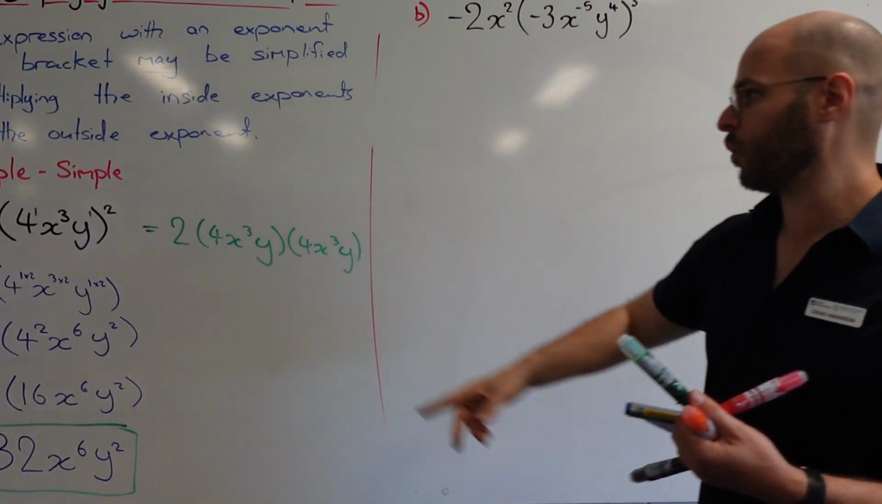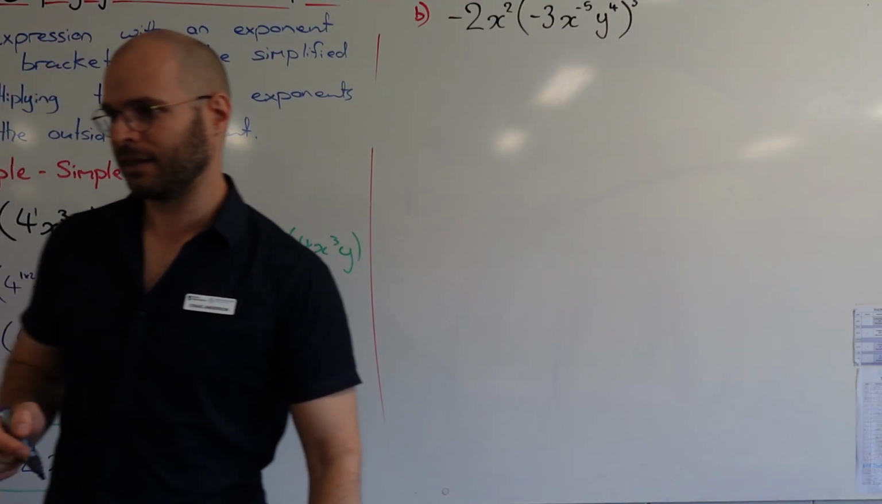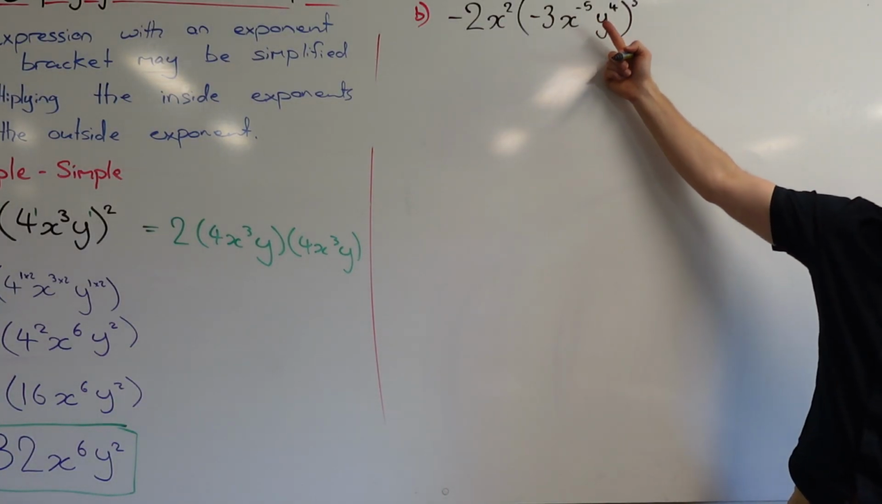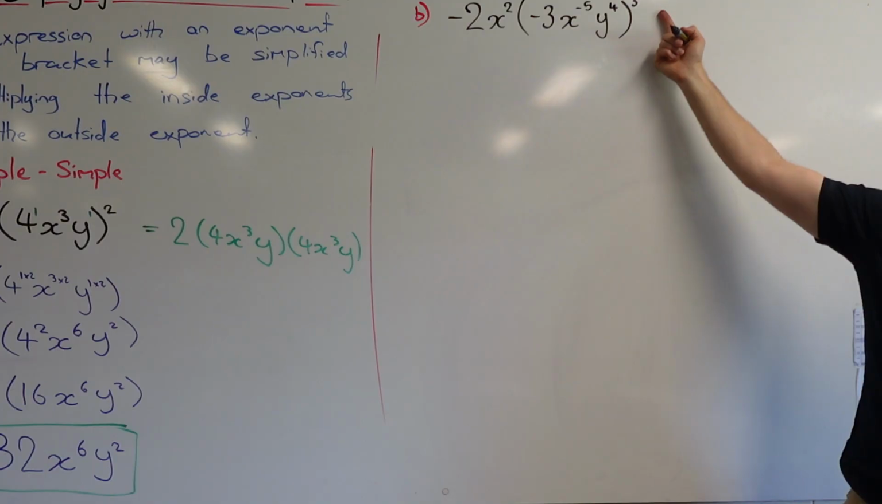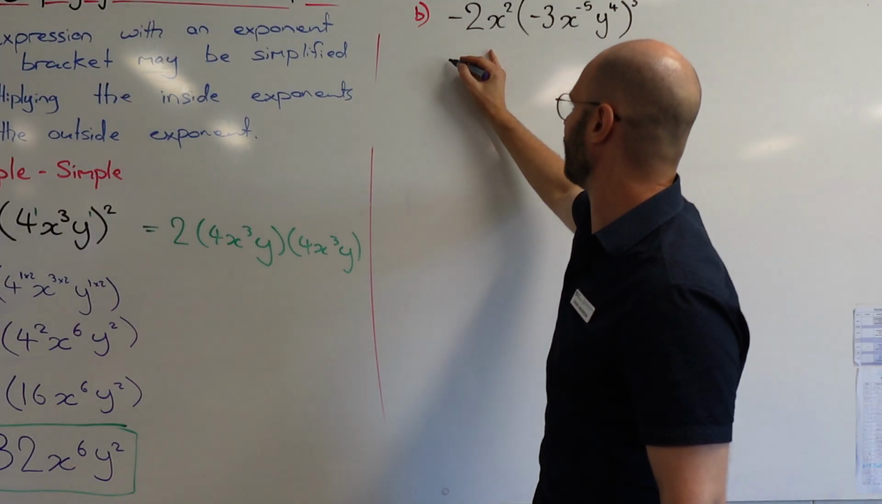Now looking at this, what does our rule tell us, Matilda? What do we do whenever we see an exponent on a bracket? You multiply the inside exponents with the outside. Bingo. So what do you reckon we'll do here? We will multiply the inside exponents by the outside exponent, which is 3. So let's give that a gander.